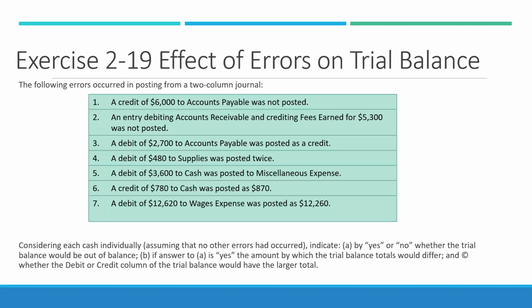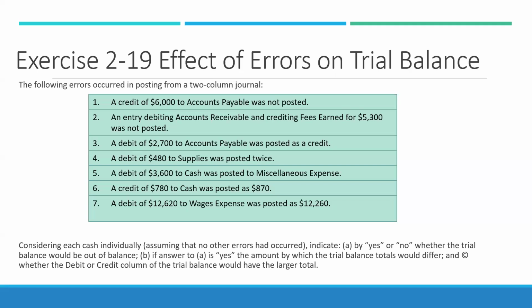So the following errors occurred in posting from a 2-column journal. A credit of $6,000 to accounts payable was not posted. If no other errors had occurred, will each of these be impacting the total debits and credits out of balance? And then will the assets be greater, or will the debits be greater, or will the credits be greater because of it?